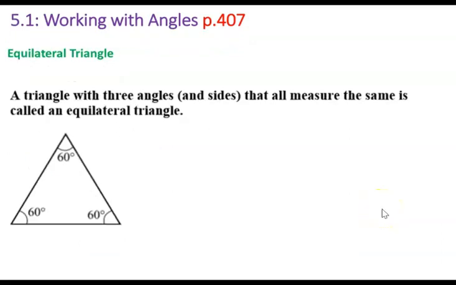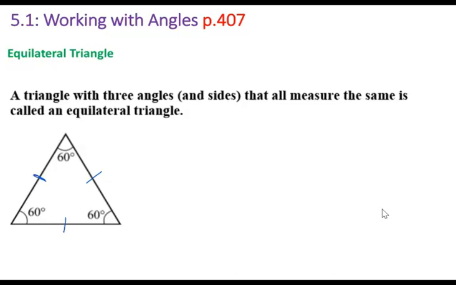So now we see the last kind of triangle. This one is the equilateral triangle. So this one's labeled for us. So we have all 3 angles, all the same. They're all equal. And actually, that means that all 3 sides are equal as well.